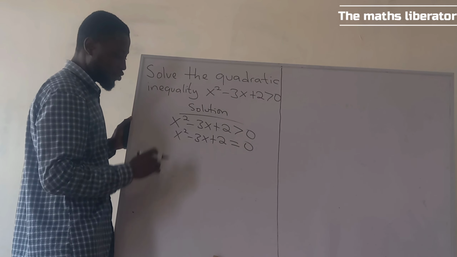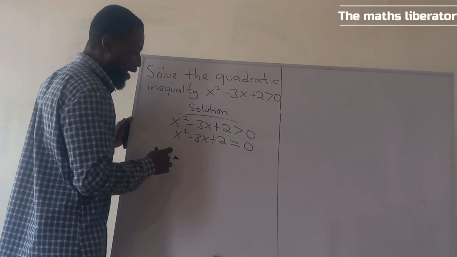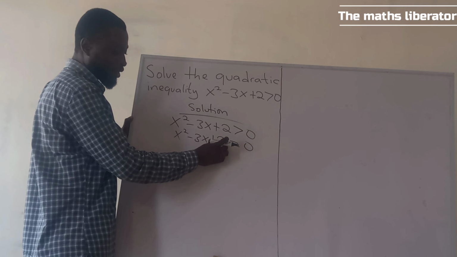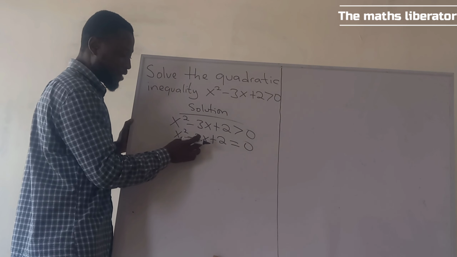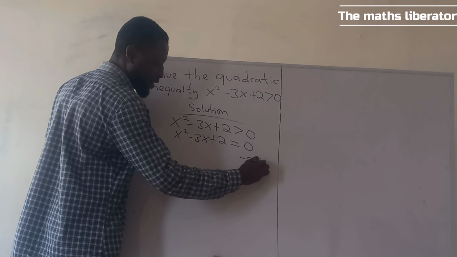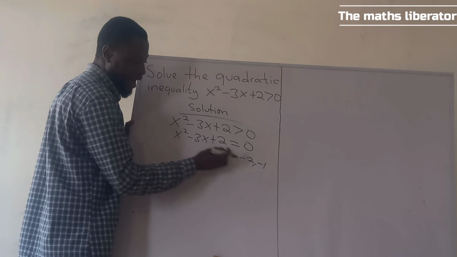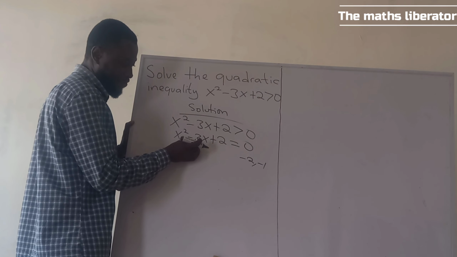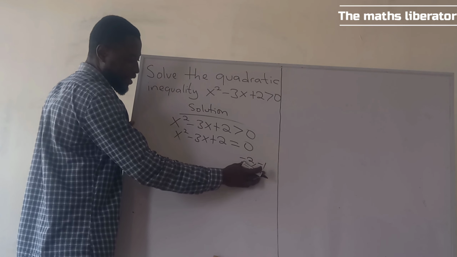So how are you going to solve it? You look at the pair of factors. When you multiply, you get positive 2. When you add, you get negative 3. So the factors will be negative 2, negative 1. When I multiply this, I get positive 2. When I add this, I get negative 3. So these are the factors.